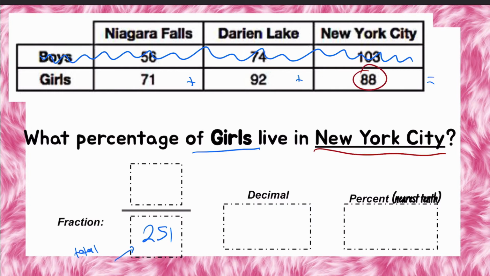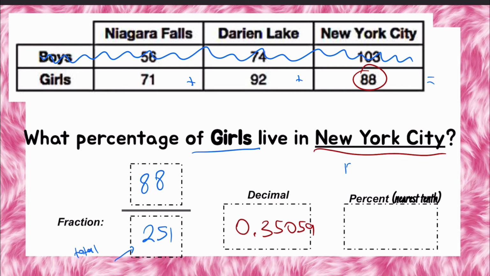Now I need the number of girls in New York City, which is 88. So now I'm going to divide. What is 88 divided by 251? We get 0.35059, something like that.